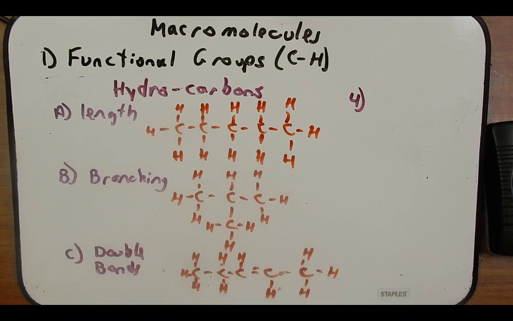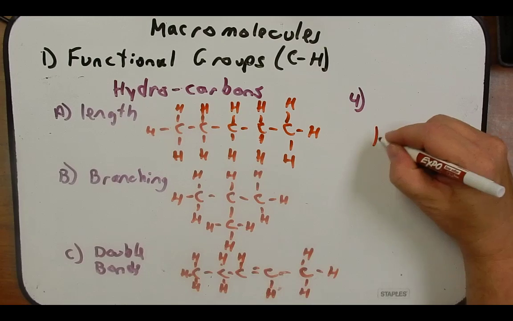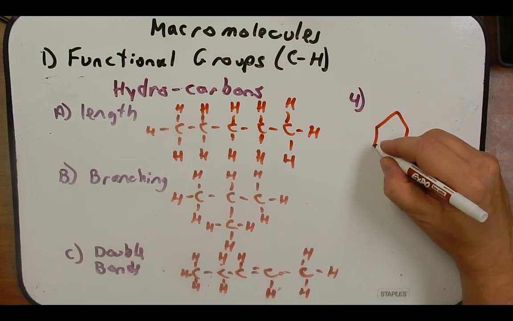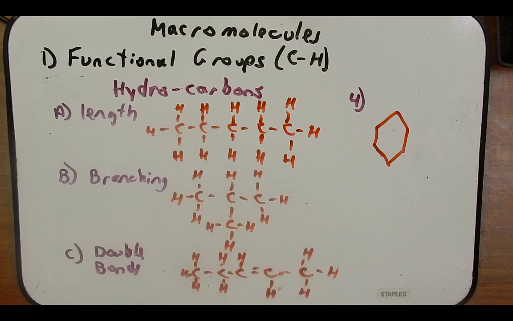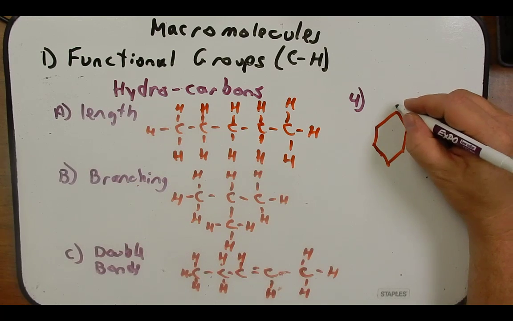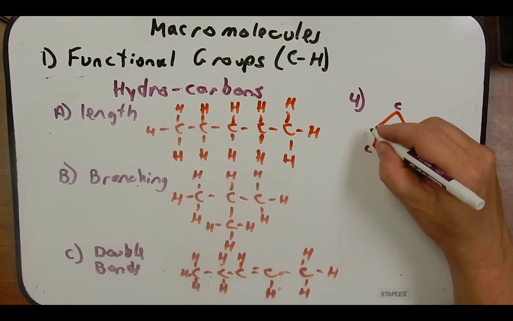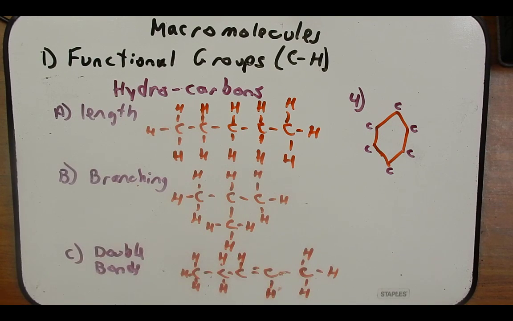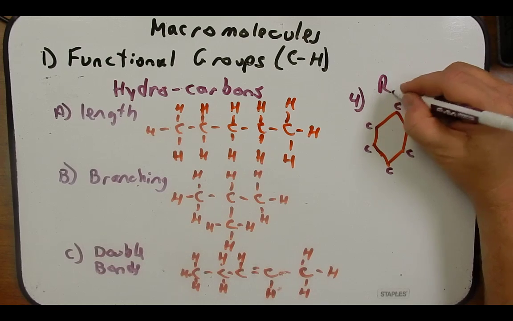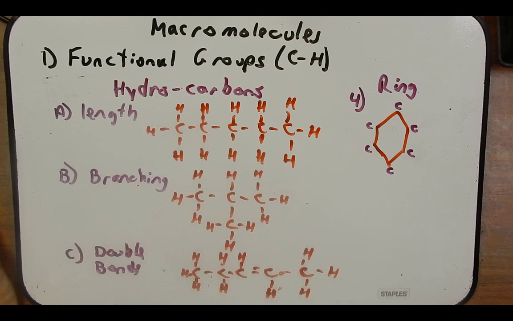Hydrocarbons, in addition to being defined by length, branching, and double bonds, can be defined by their ability to form a ring instead of a straight line. And even within these rings, you could still have branching and double bonds. And the sizes of the rings can vary too. I just drew one with 6 carbons. And at these points here, whenever you see a ring like this, you assume there's a carbon at each point with hydrogens attached. So this last one here is a ring. These different hydrocarbons are seen in various macromolecules.